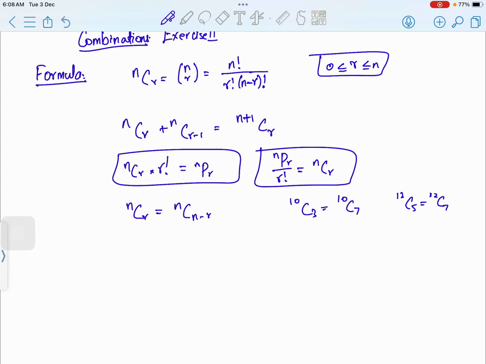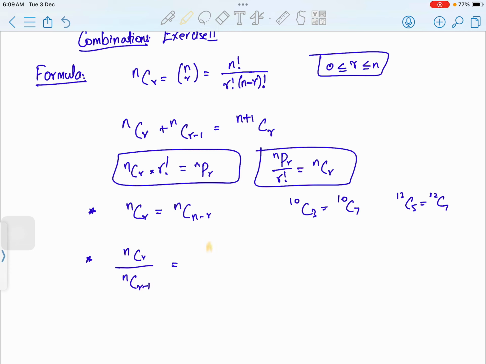So next we come to the case nCr and nCr minus 1. Powers are the same, bases are consecutive. Under the previous case we saw addition. Okay, that one is for addition. Now we will look into the case when they are under division.